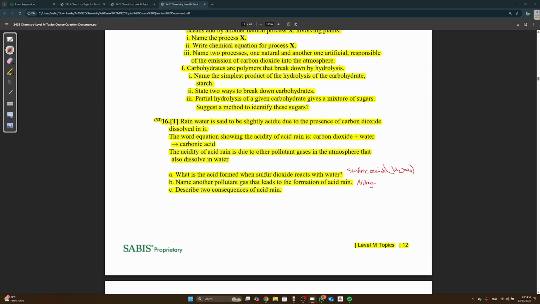Nitrogen oxides. Okay? And what acid does nitrogen oxides form? In case they ask it, nitric acid, which is HNO3, if they ask it. Okay?